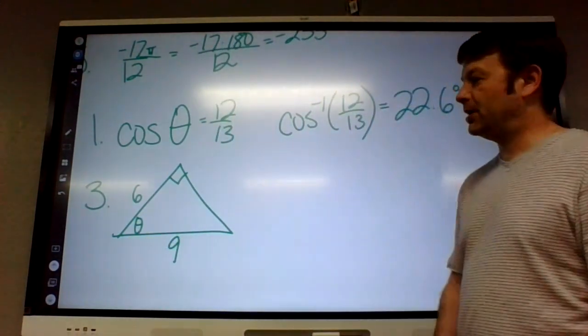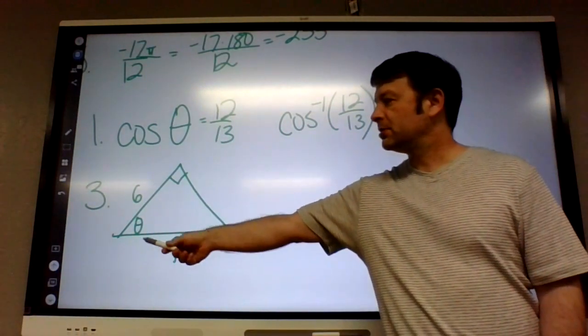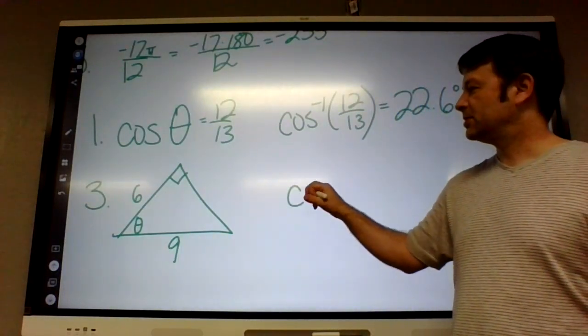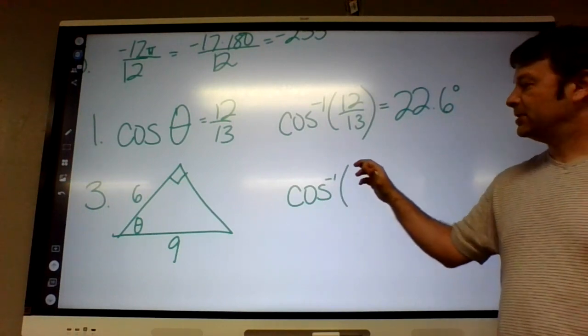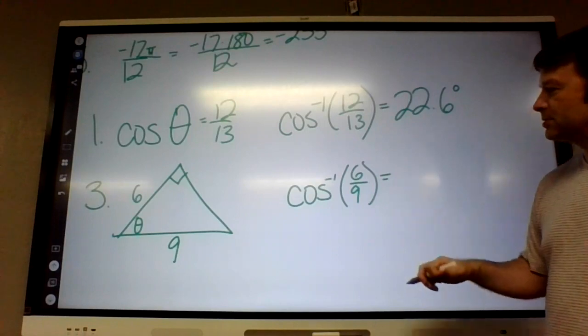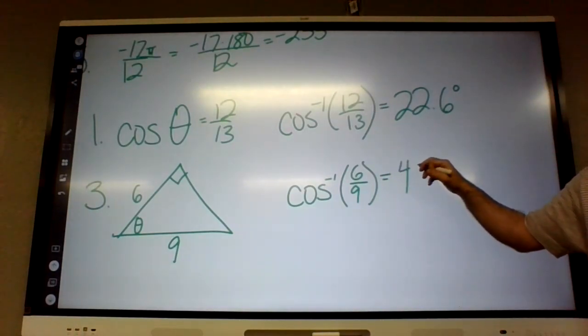All right, Caden, relative to theta, what do we have here? We have the adjacent and hypotenuse, so we're going to use cosine inverse. Okay, same thing as the last one. Cosine inverse of adjacent over hypotenuse. 45.2? 48. 48.2?